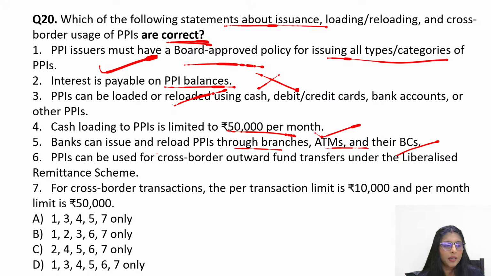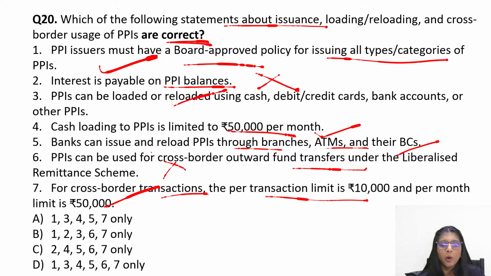Yes, correct. PPI can be used for cross-border outward fund transfer under the Liberalised Remittance Scheme. It's incorrect. PPI cannot be used for cross-border fund transfer under the Liberalised Remittance Scheme. For cross-border transactions, the per transaction limit is 10,000 and the per month limit is 15,000. Correct. So, which are the correct statements?